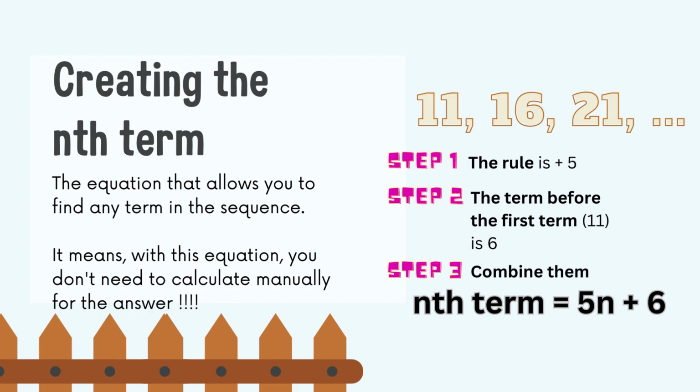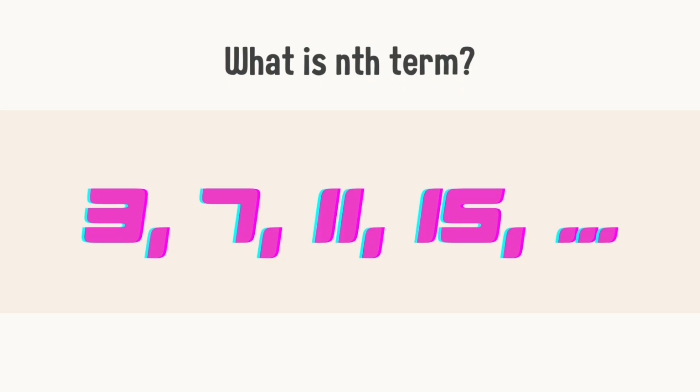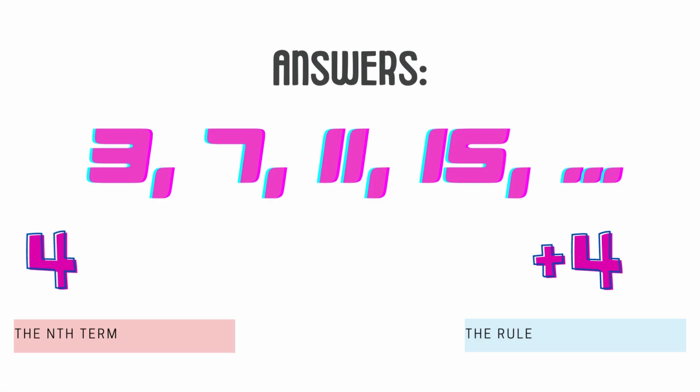We will go to the exercise page. What is the n term of this number sequence? Done. Now we will go to the answer page. We know that the rule of this number sequence is plus 4. That's the result of the first step. Now we will go to step 2.